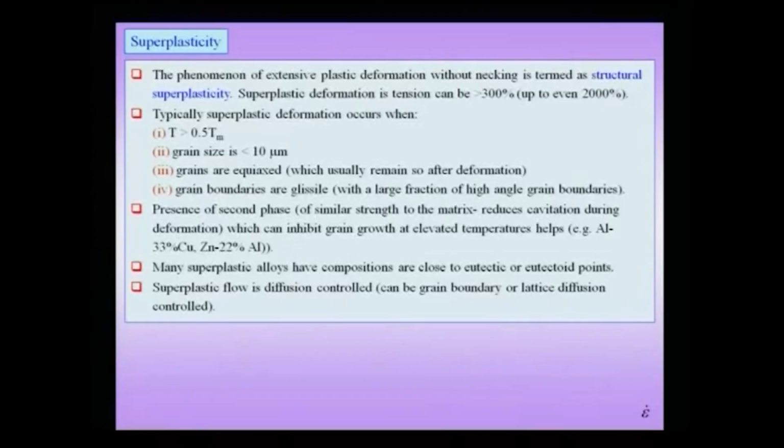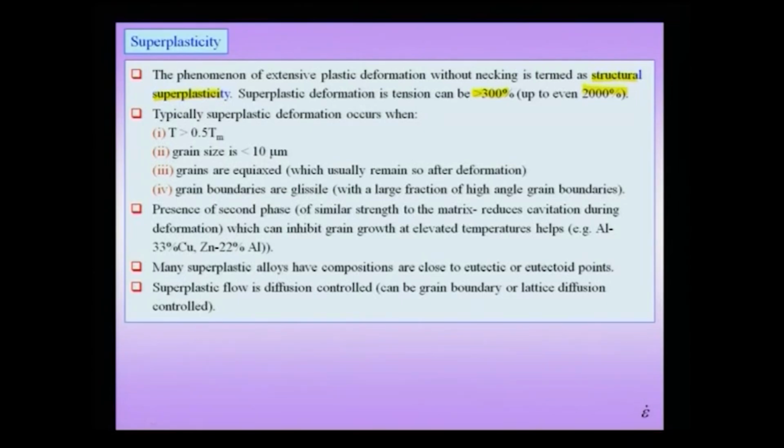In normal plastic deformation, suppose I take aluminum at room temperature or copper or one of the ductile materials, then typically I get an elongation of about a few tenths of a percent. But there is a phenomenon known as structural superplasticity, in which I can get elongations in tension of more than 300%, and there are even reports of getting about 2000% elongation.